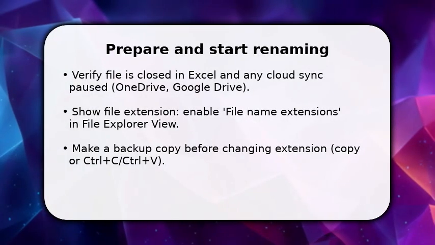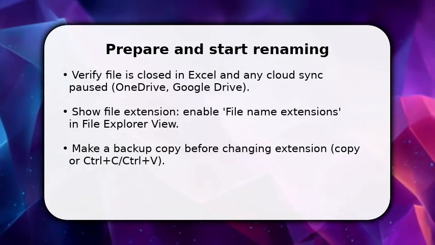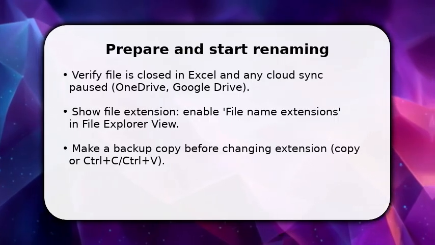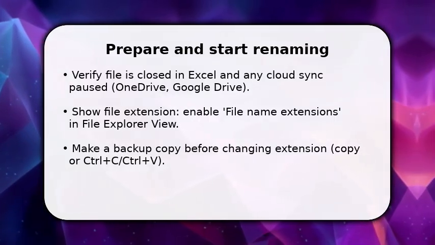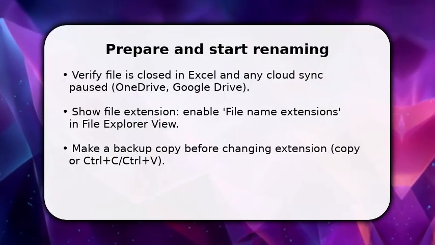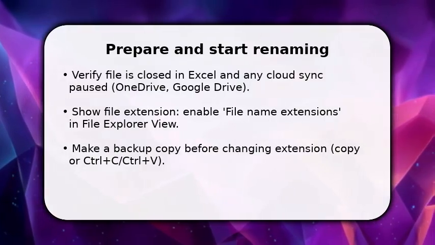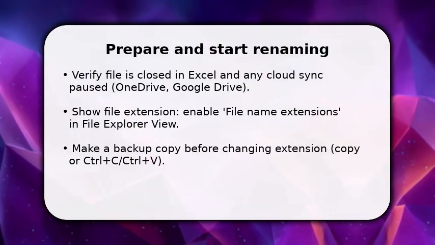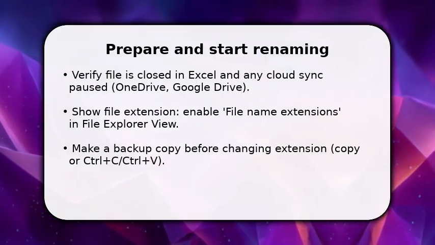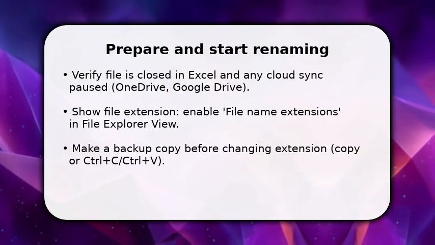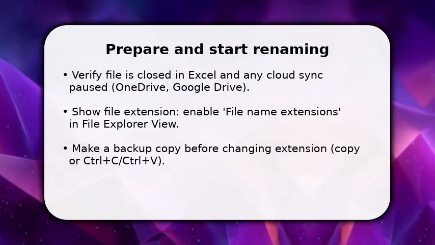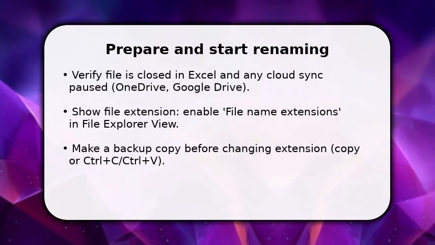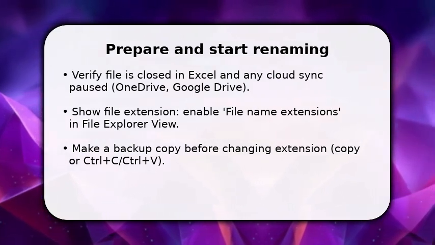You'll begin by making a safe copy and exposing extensions so you can change one without surprise. First, close the workbook and pause Cloud Sync. This prevents partial saves. Next, open File Explorer and enable View File Name extensions so you see XLSX or XLS. Make a backup copy in the same folder or a different location. That preserves original data in case conversion fails. Once done, you're ready to perform the actual renaming step with confidence and minimal risk.